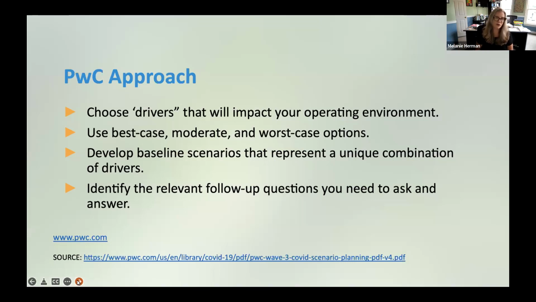All right, the next approach is from PwC, another consultancy, and they've suggested we start with drivers. You're seeing that word appear in multiple scenario planning frameworks: drivers, things that will impact your operating environment. They've narrowed it down from not just external factors and trends, but things that will specifically affect operations in your agency. They also want us to think about best case, moderate, and worst case options. Then they invite us to identify baseline scenarios, and the closing is to identify the relevant follow-up questions you need to ask and answer.